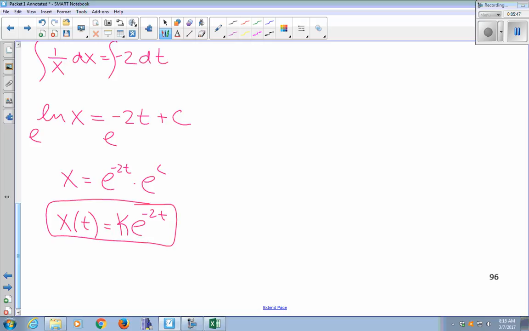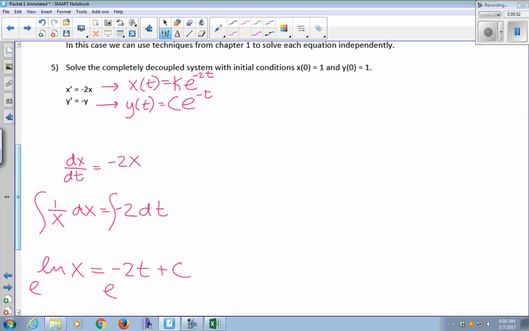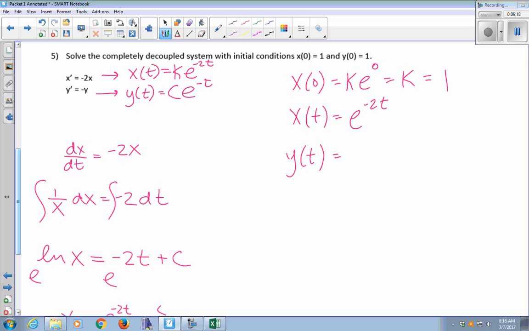All right, so I'm not going to go through the whole process again for y, but they asked me to solve, this is actually an initial value problem, so I have to find values for k and for c here. So I know that x of 0 is k e to the 0, which is k, and that's supposed to be 1. So they're both going to be 1. So x of t is going to be 1 e to the negative 2t, and y of t is going to be 1 e to the negative t.